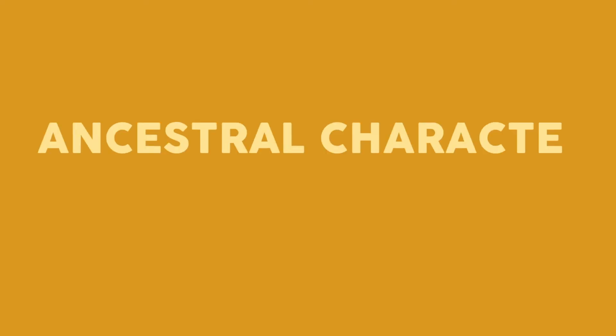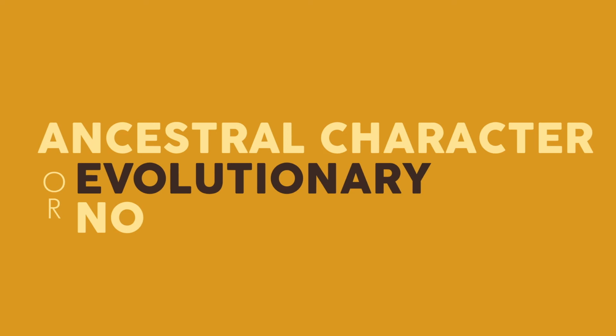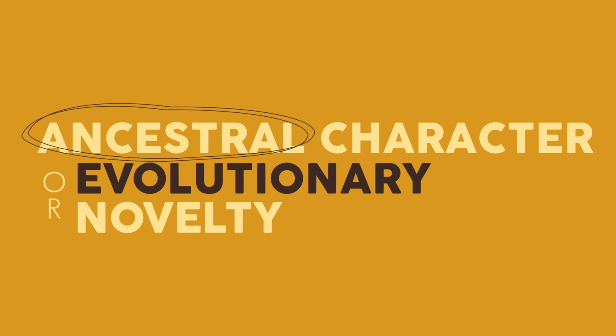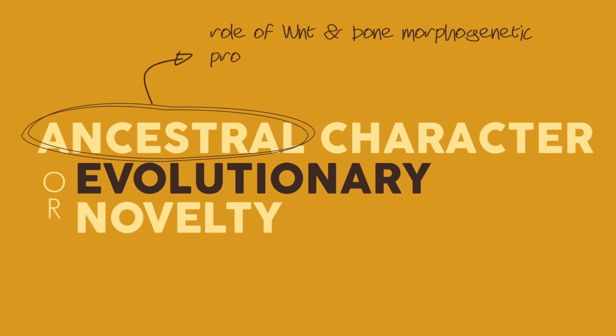An old question about regeneration is whether it is an ancestral character, which is a general property of living matter, or whether it represents a set of specific adaptations to the different circumstances faced by different types of animal. Evidence in favor of an ancestral character comes from the role of WNT and bone morphogenetic protein signaling in controlling the pattern of whole body regeneration in ancials.